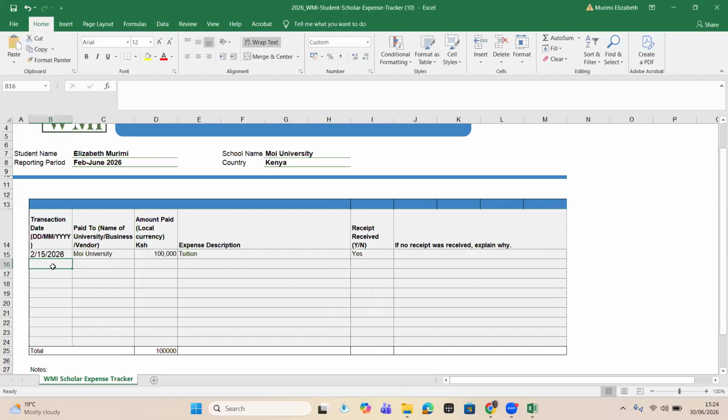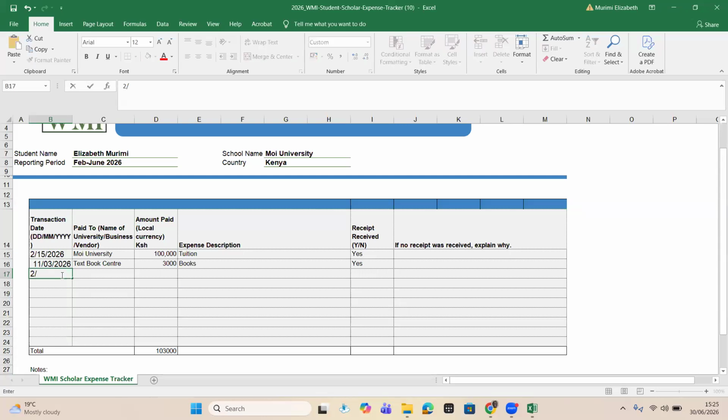And then maybe I have another expense. Possibly I bought some books on March 11th. I went and bought some books. So possibly Textbook Center, for 3,000. Expense description, books. I have a receipt for that. Yes, definitely I have.